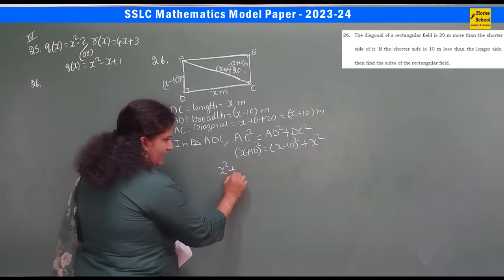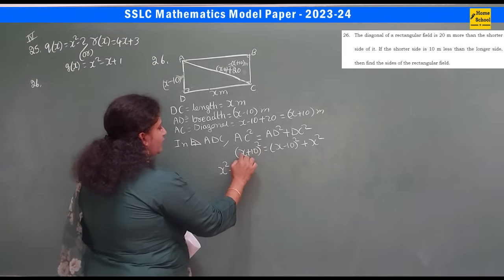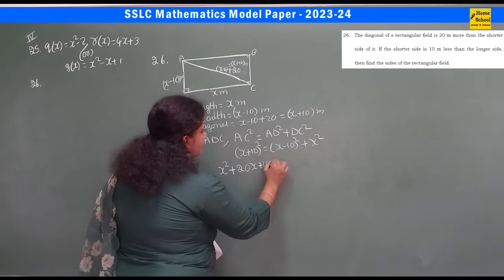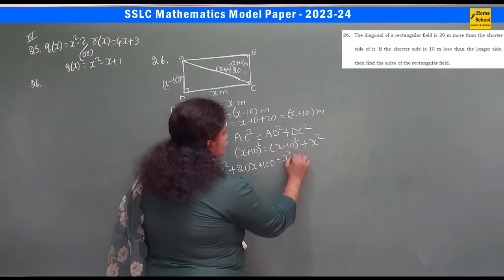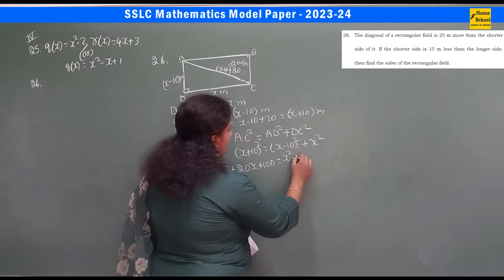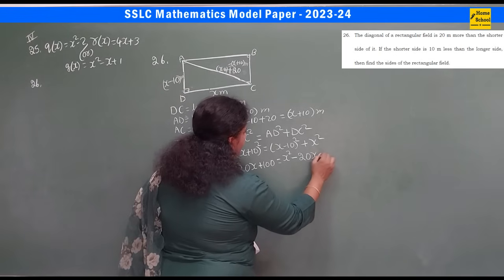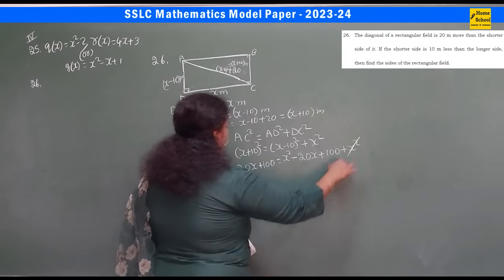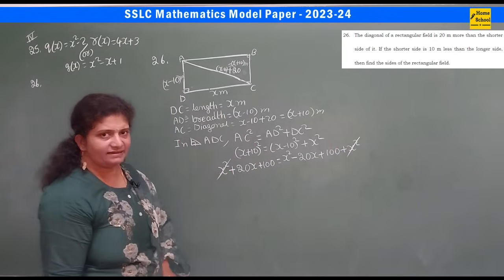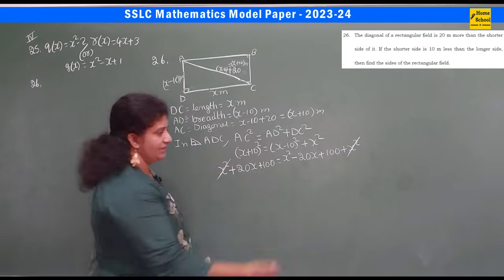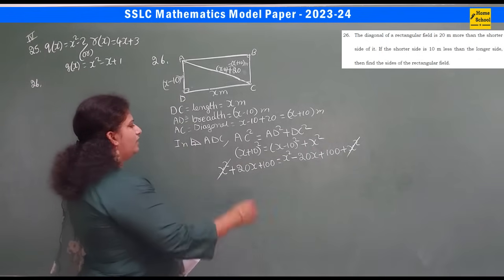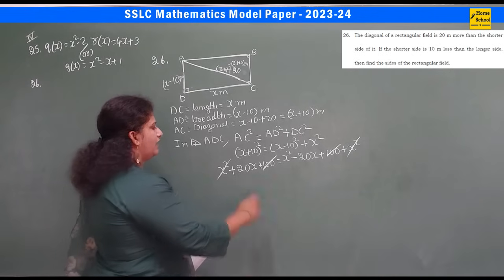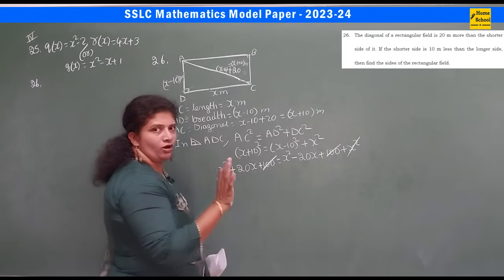x square plus 2 into AB, that is 2 into x into 10 will be 20x, plus 10 tens are 100, is equal to x square minus 2 into x into 10, that is 20x, plus 10 tens are 100, plus x square. 1x square and this side x square will be cancelled. Any one you can cancel, either this or that. Right? Now again I will cancel 100, 100, and plus 20 minus 20 you cannot cancel.